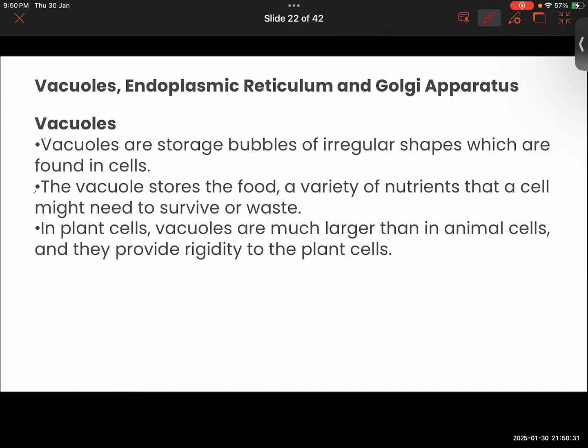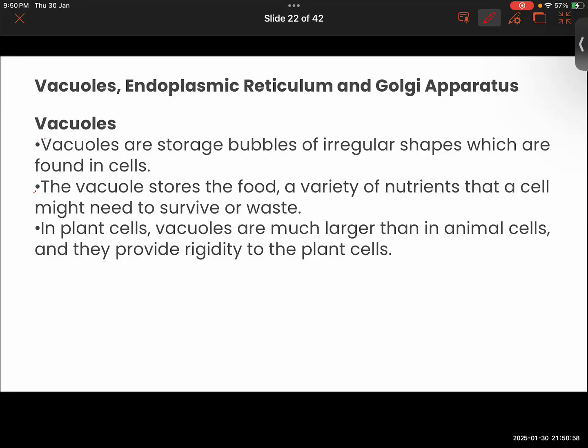So next we have the vacuoles. Just like our house has a storage room, a storehouse where we put the extra, unnecessary stuff, or something that is of no use right now but will come to use later on. So similar to that, we have vacuoles in the cell.